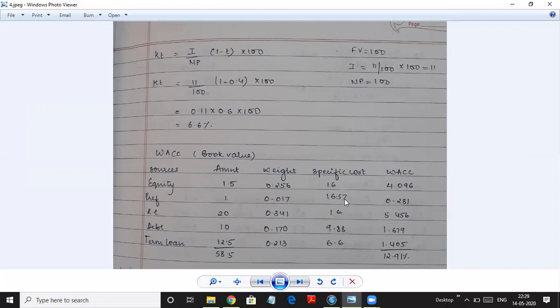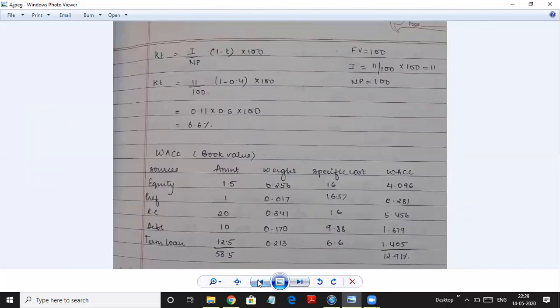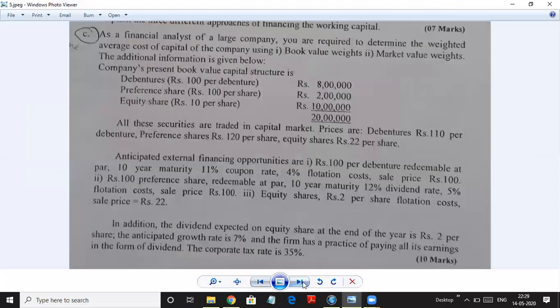Similarly, multiply each weightage with each specific cost. The total weighted average cost after adding all this is 12.91%. I hope the problem is clear. Let's go to the next sum.